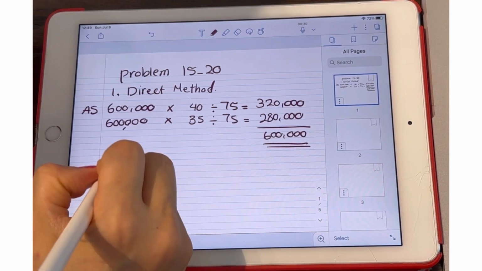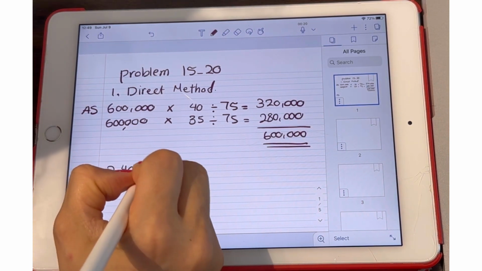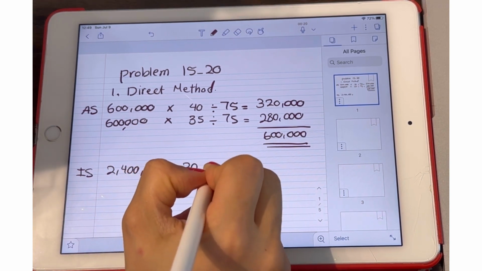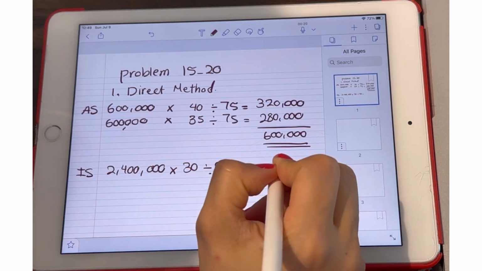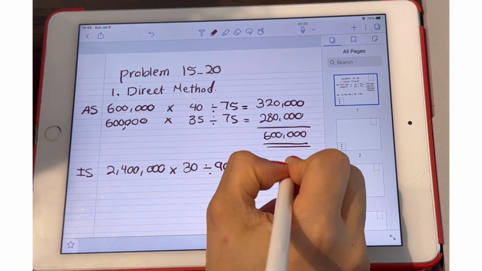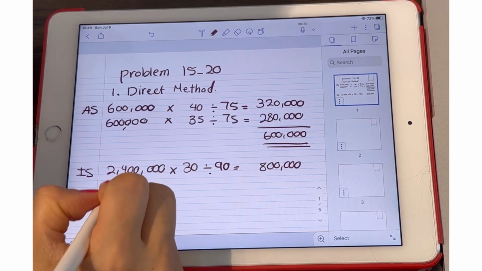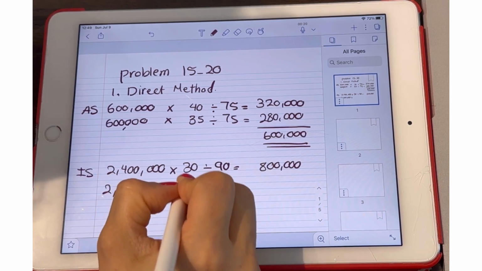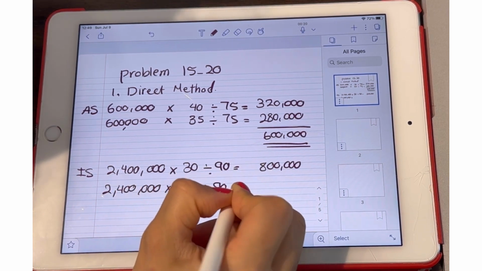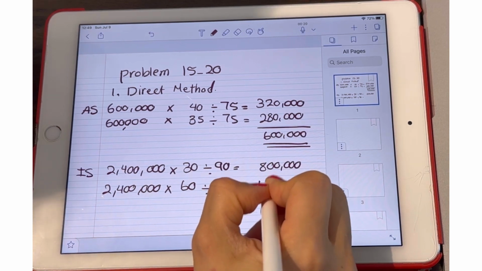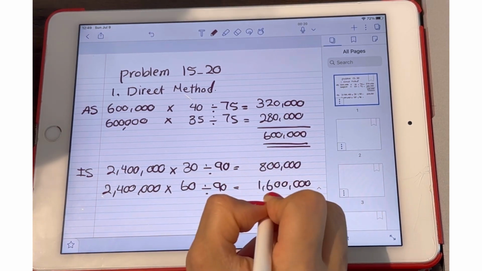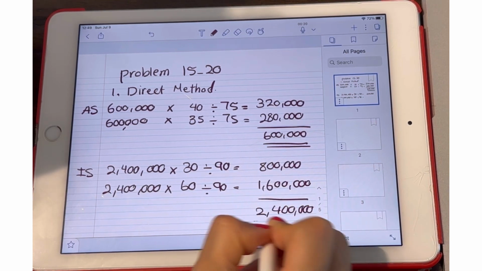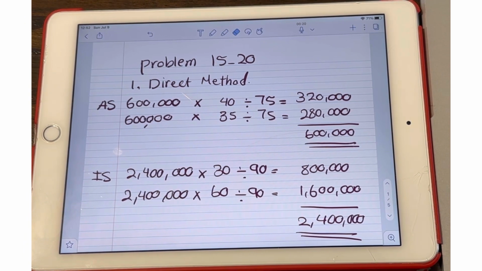And for the IS, we should use $2,400,000, multiply 30 divided by 90, which gives us $800,000, and then multiply by 60% divided by 90, which gives us $1,600,000, and in total we have $2,400,000. This is the first step.